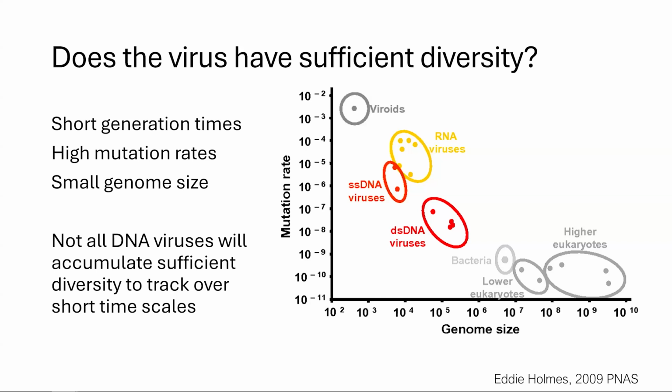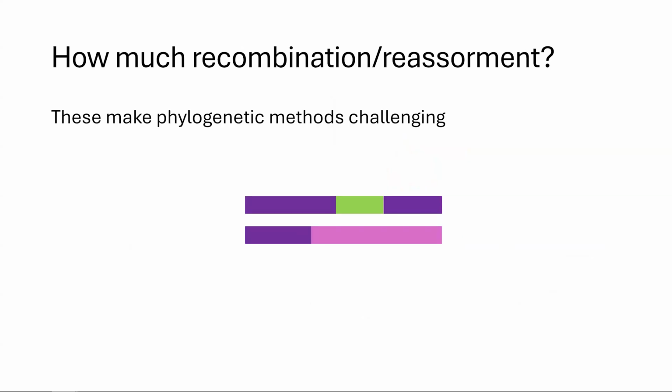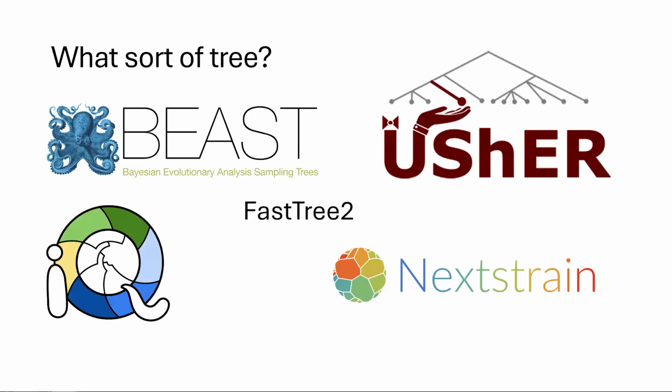And in particular, MPXV would not have worked if it weren't for the APOBEC editing, which occurs 20 to 30 times the rate in humans. Viruses with a lot of recombination or reassortment are probably not well suited to a Pango system.